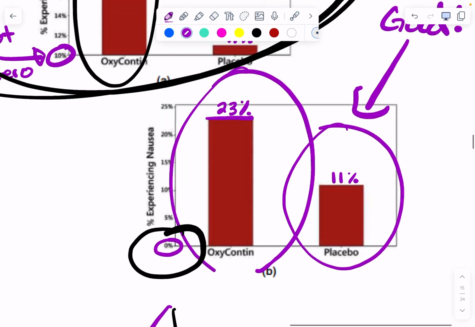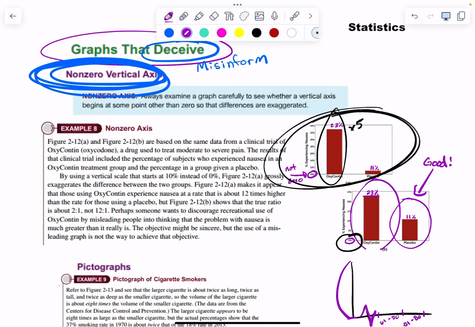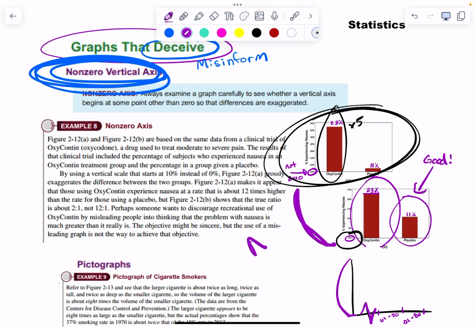Okay? Otherwise, your bars look not proportionate, okay? Your bars do not look like they're in the correct proportion, right? Do you understand why that is?